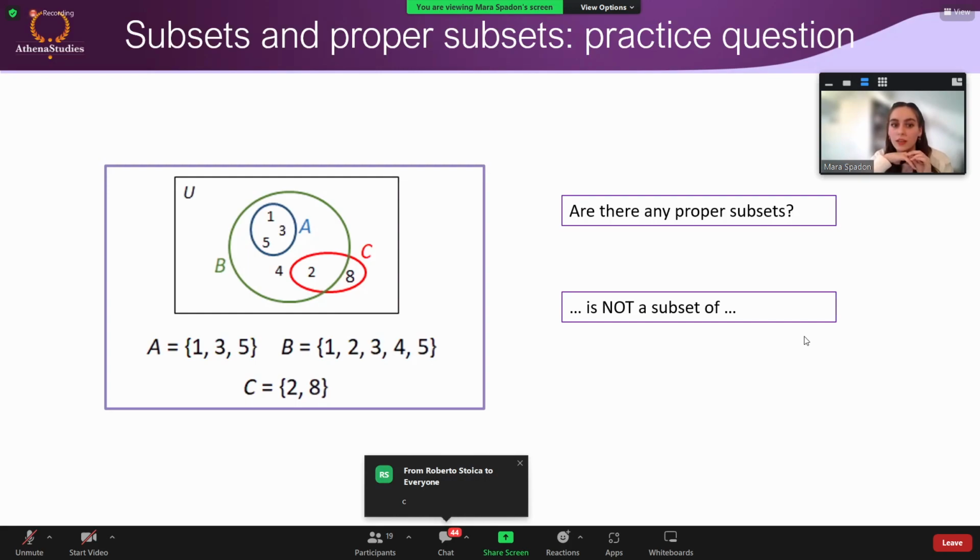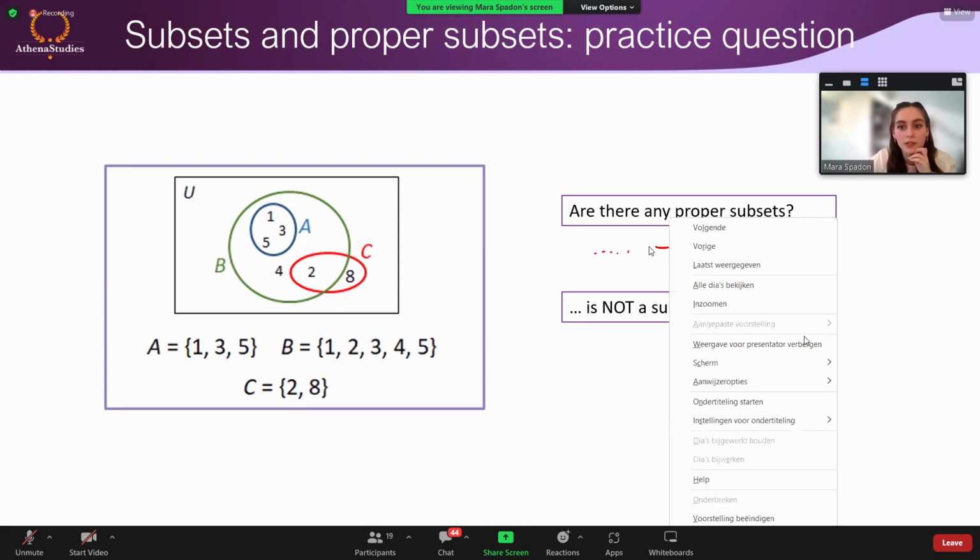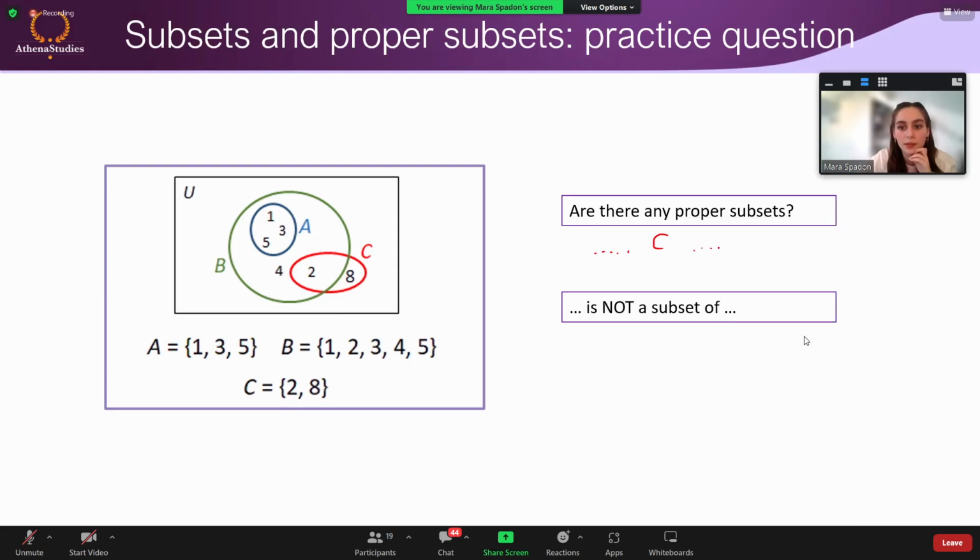Okay, I see A and I see C, but I want a notation where it says blank, blank, blank is a proper subset of blank, right? So what would that be in our case? Remember? Yes, I see. Exactly. So A is a proper subset of B.